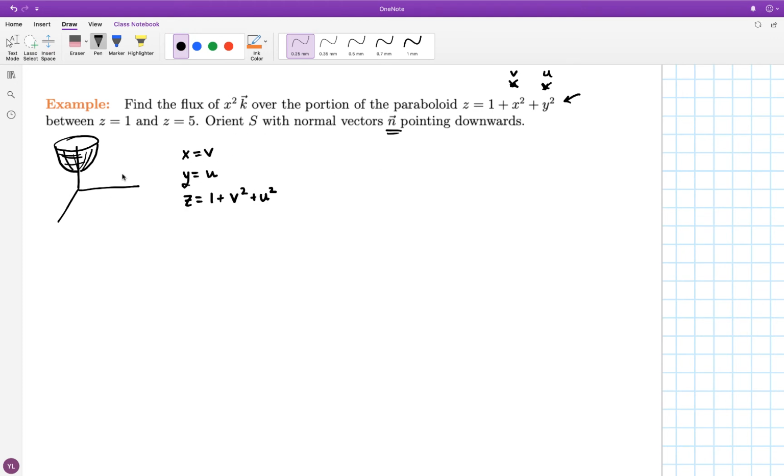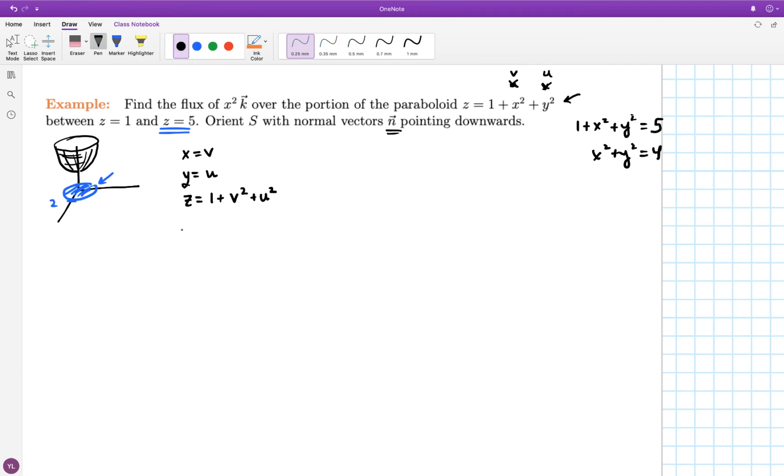And then for the parameter space, since my parameters u and v are coinciding with x and y, I want to see what region in the xy plane, which is the same as the uv plane, I'm going to range the parameters over. And if you see here, the paraboloid is cut off at z equals 5. So if you take the paraboloid 1 plus x squared plus y squared equals 5, then you can see that the circle I'm looking at in the xy plane is a circle of radius 2. So I'll bound my parameters appropriately once I get to the point where I need to integrate.